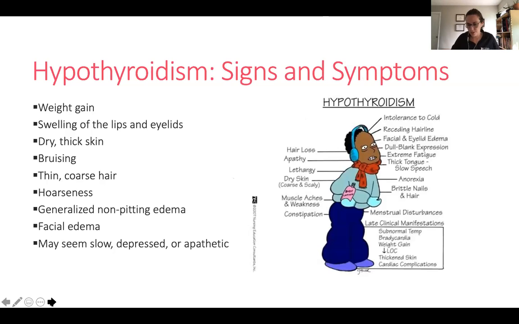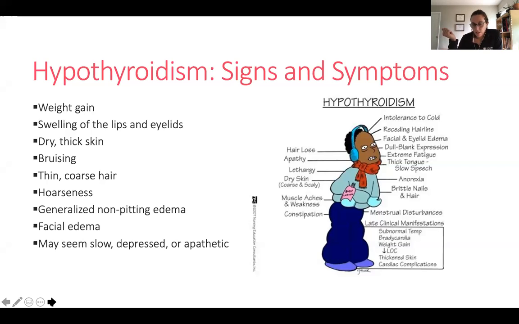So here is a picture to help you remember this one. It's kind of the opposite of hyperthyroidism. So instead of being always hot, they're going to be always cold. These are the people that will have weight gain no matter what. They will try to eat less, go on a diet, but they'll still have low metabolism and gain weight. They'll have swelling of the lips and eyelids, like the myxedema we talked about. Their skin will be dry and thick. They are more susceptible to bruising.